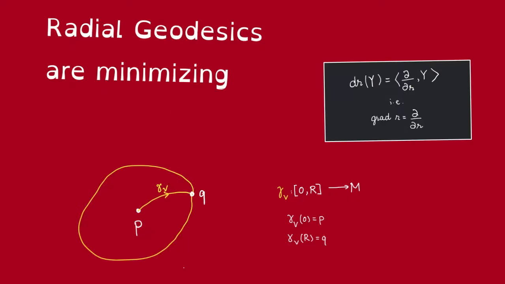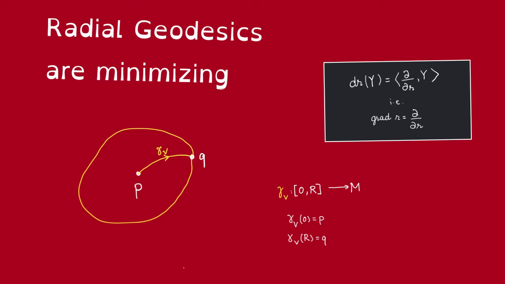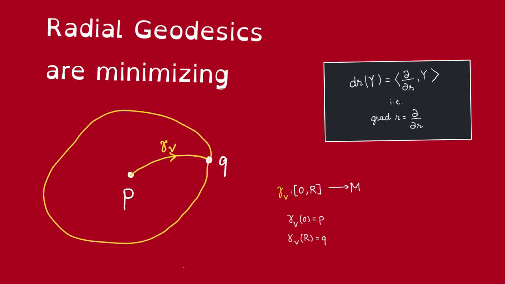Equipped with the corollary from Gauss' lemma, we can now prove that geodesics are locally length minimizing. But remember, previously we said that that will follow from the fact that radial geodesics are minimizing. So now we just need to show that radial geodesics are length minimizing. And remember, what does that mean?